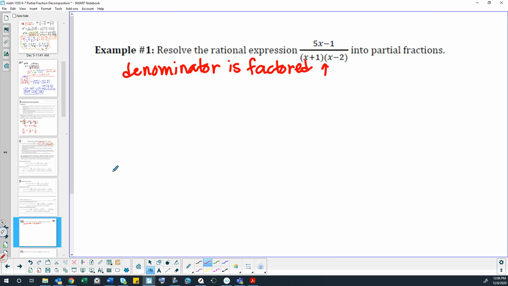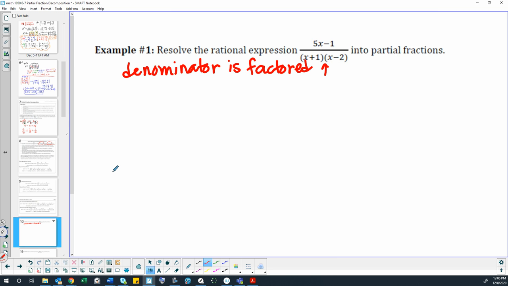Yeah? What kind of factors are they? Are they linear or quadratic? What are the powers? Do they have powers? No. x plus 1 is a linear factor. x plus 2 is a linear factor. x minus 2, because they don't have squares on them. They're not irreducible quadratic factors. We learned about those in chapter 2. Okay, so we have it factored completely into linear factors.